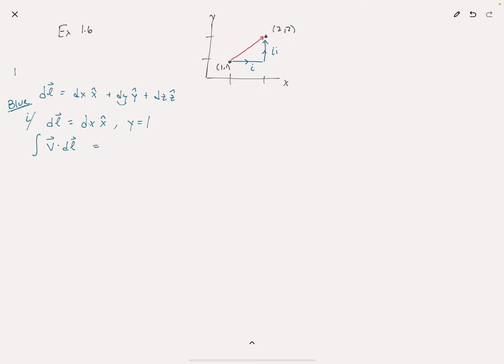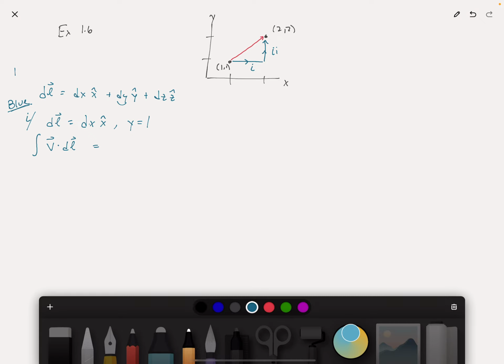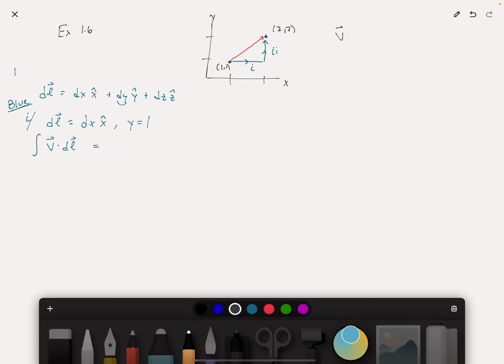I forgot to say what v was. V here, the field for both cases, is going to be y squared in the x hat direction plus 2xy plus 1 in the y hat direction.